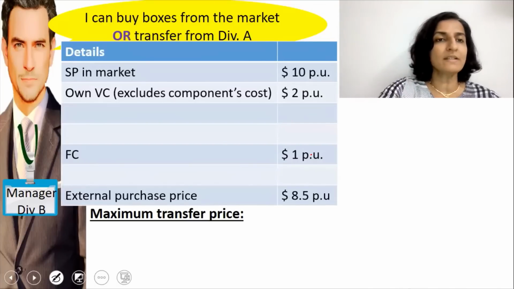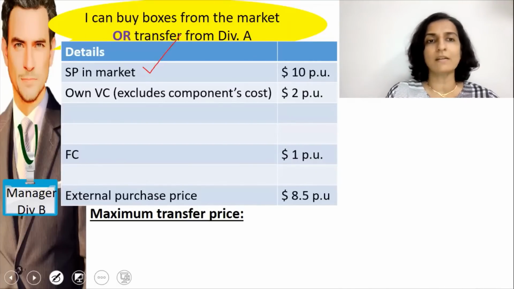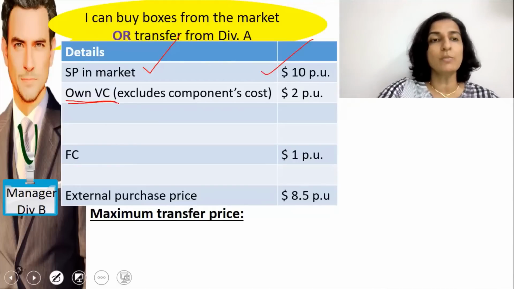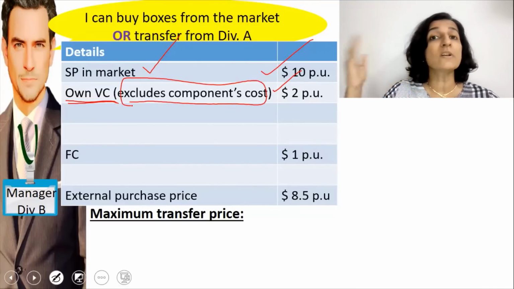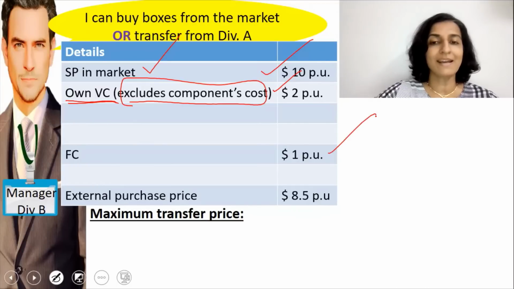So the selling price of division B's product is $10 per unit and own variable cost. What do you mean by own variable cost? The variable cost incurred by division B alone. That amounts to $2 per unit. It is stated that it excludes the components cost which could be transferred from division A. Now, fixed cost per unit is $1 per unit and the external purchase price is $8.5 per unit.